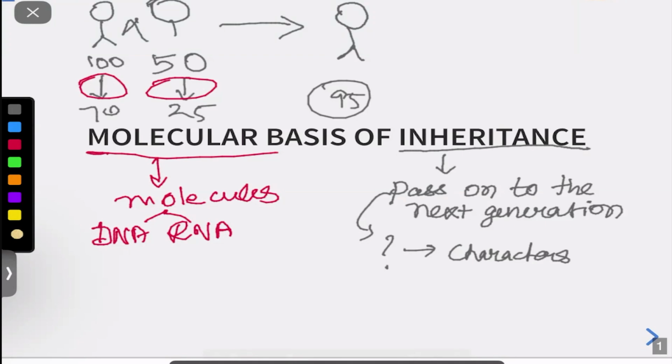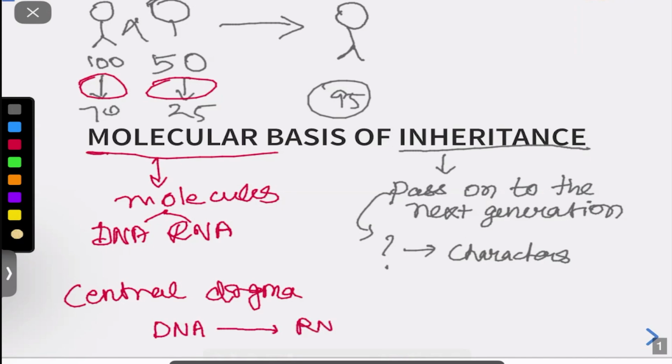And if you have read it from the NCERT, you know that there are a lot of variations, a lot of possibilities, and the basic summary of all of this is the central dogma. The central dogma says that DNA is converted to RNA. This process is called transcription. RNA is translated to proteins, and DNA itself replicates to form new DNA. This is called the central dogma of biology.